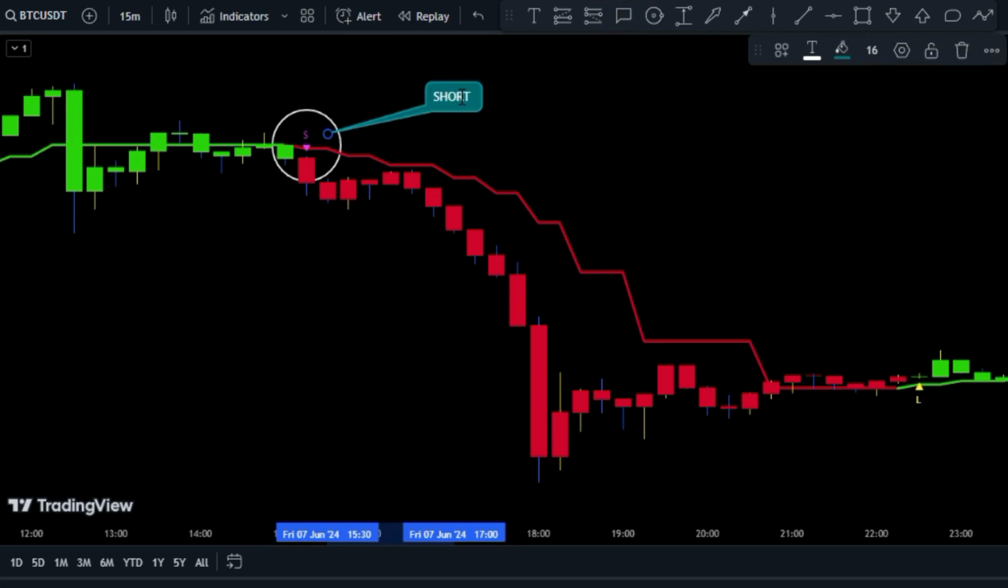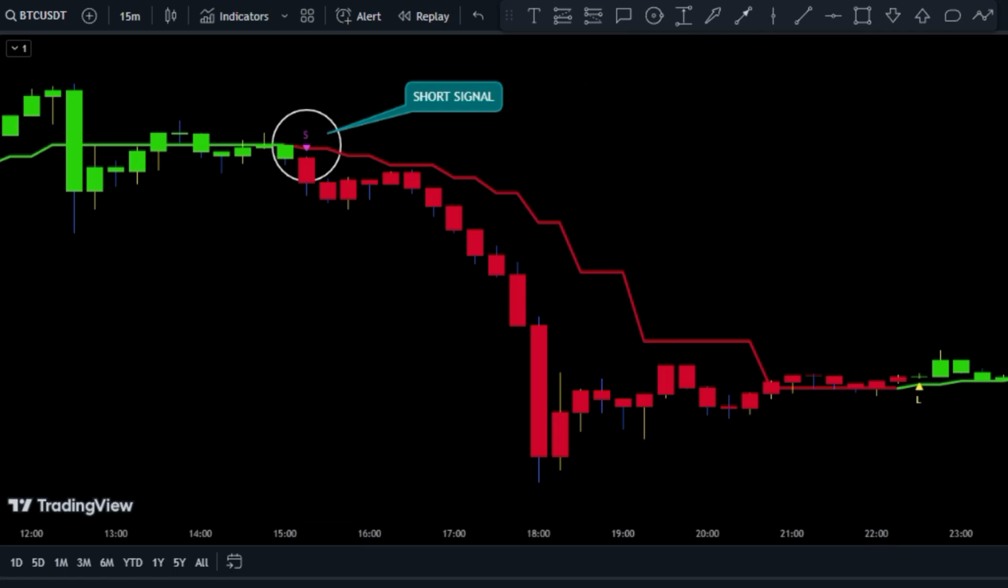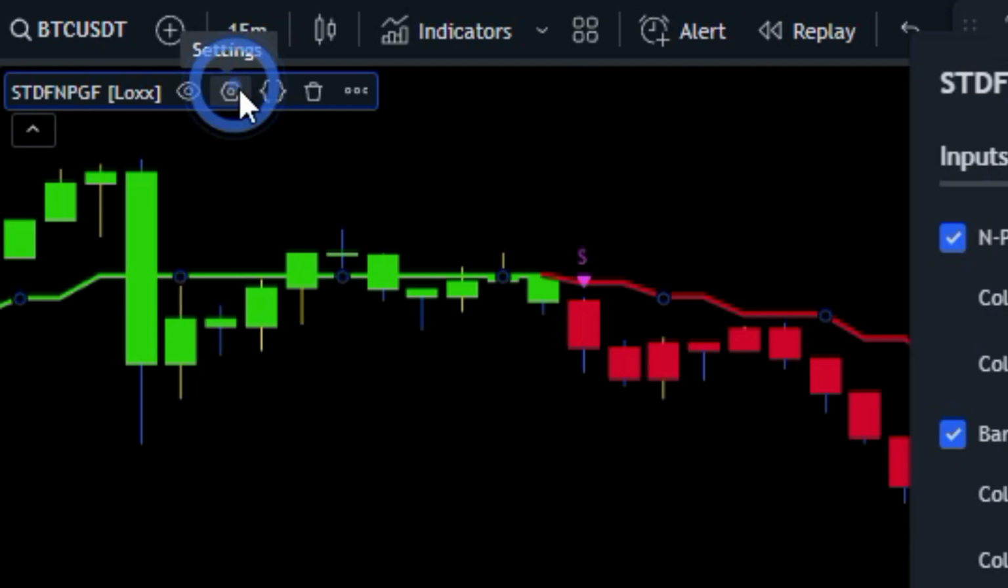Hold on though, before we dive in, we need to tweak the indicator a bit to make it work like a charm. Don't worry, it's a piece of cake. Just follow my lead. Remember, I will also turn the STD line off to keep the chart nice and clean for you.